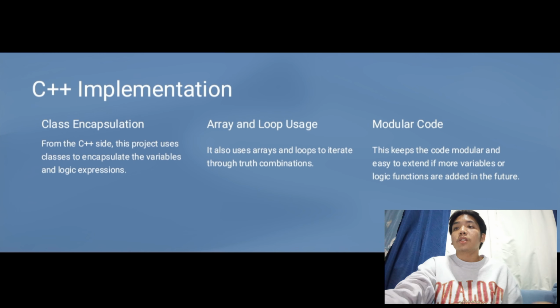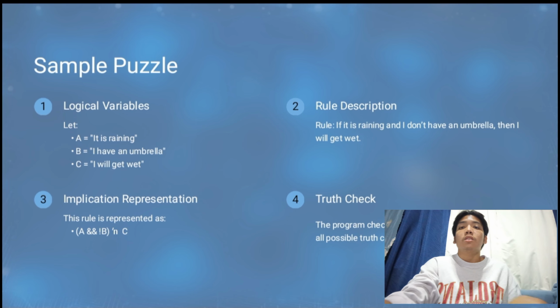Number one is class encapsulation. On the C++ side, this project uses classes to encapsulate the variables and logic expression. It also uses arrays and loops to iterate through truth combinations, and it uses modular code. This keeps the code modular and easy to extend if more variables or logic functions are added in the future. The next slide is the sample puzzle.